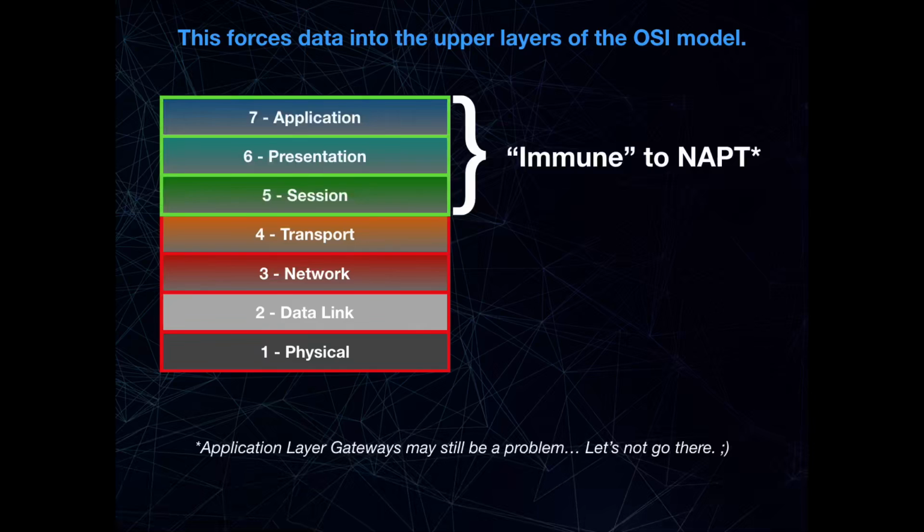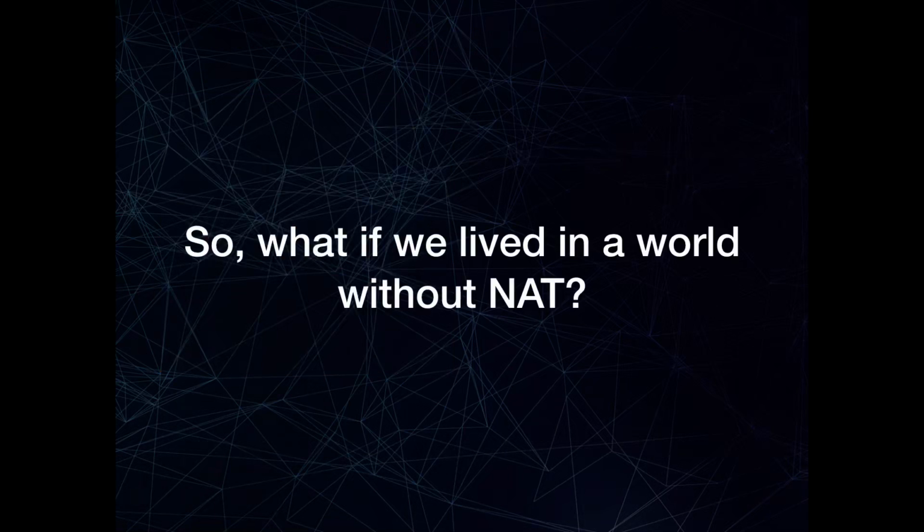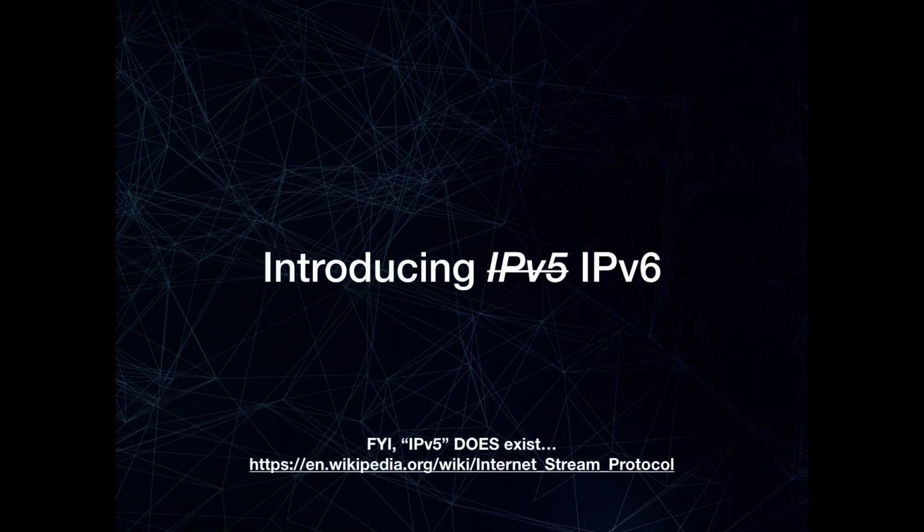Now there is one caveat to that. I will say that application layer gateways and server load balancers and things like that are a concern. I could spend an hour on that. We're not going to go there. So if we lived in a world without NAT, we do. Introducing IP version 6.